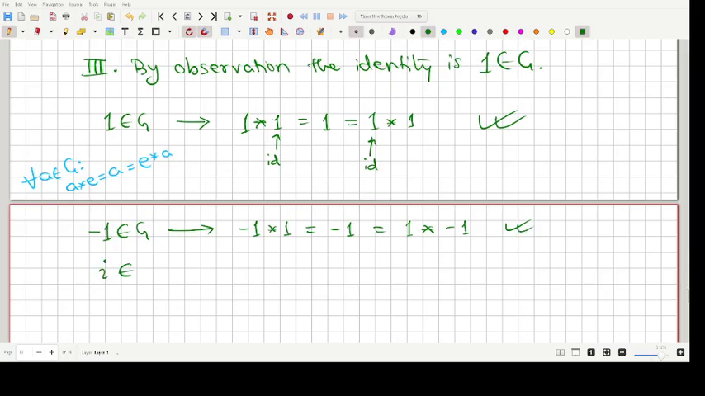Let's look at i belongs to G. So we are checking whether 1 is indeed the identity element or not. So i star 1 is i, because i multiplied by 1 is i.